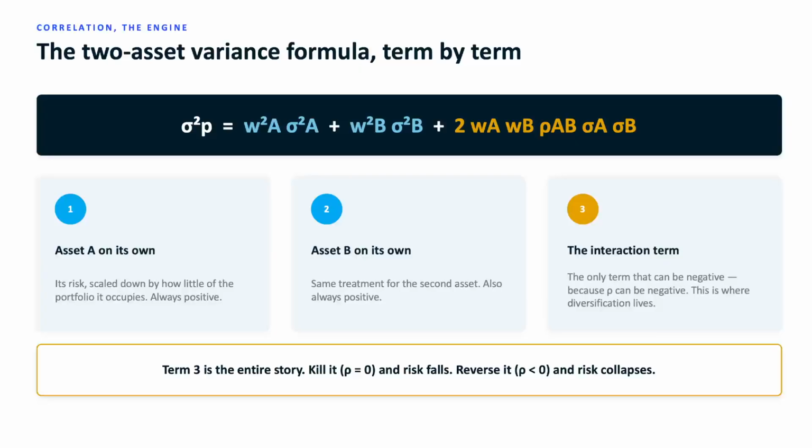And I want to give you two exam warnings while we are here, and candidates lose marks on both every single year. One, that third term has 2 in front of it. Don't drop it. Two, this formula gives you variance, not standard deviation. You must take the square root at the end. Write both of those down.